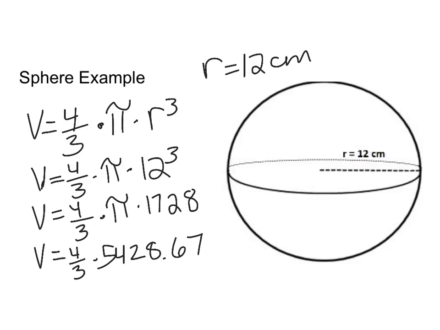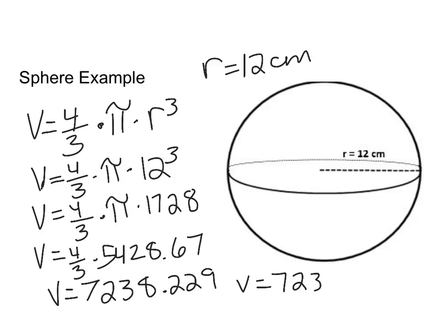Or what I prefer to do is to multiply by the 4 first and then divide by the 3 after. Either way, you should get, rounded to the 10th, 7,238.2 centimeters cubed.